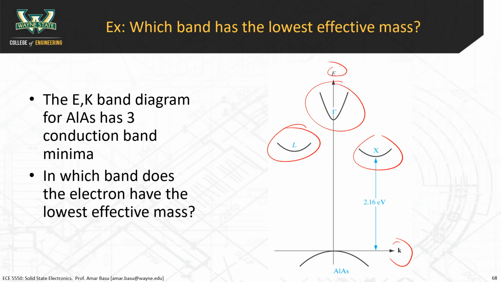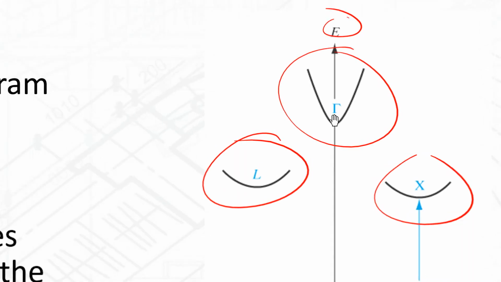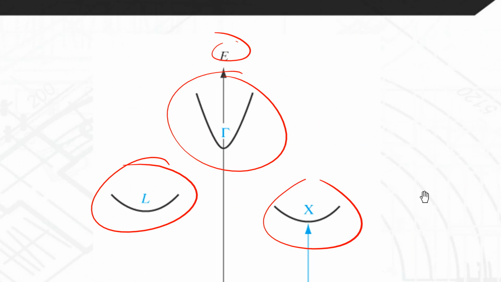So, which one has the lowest effective mass? Sorry, which one? Let's zoom in here so we can put the letters here. The middle one. The middle one. Okay. Any other guesses? Middle one it is. That's right.